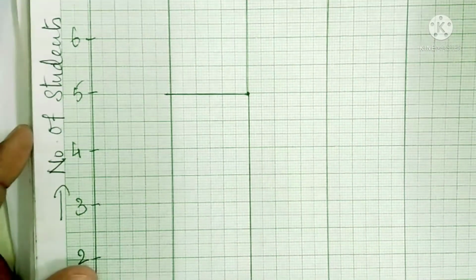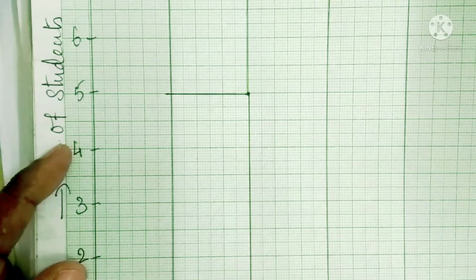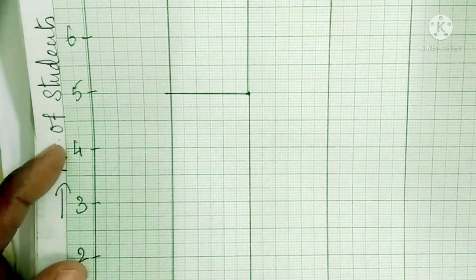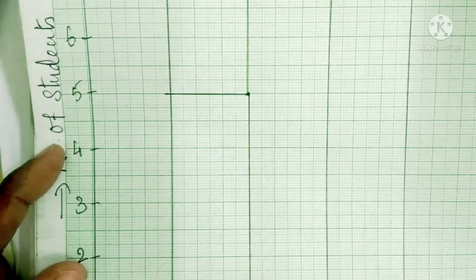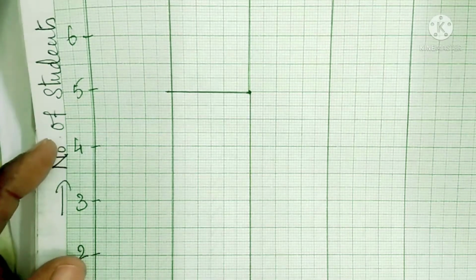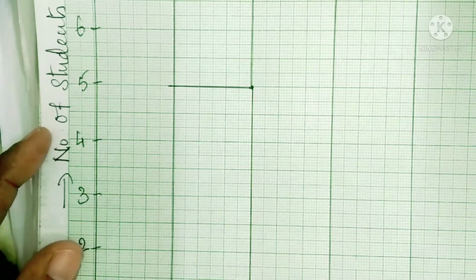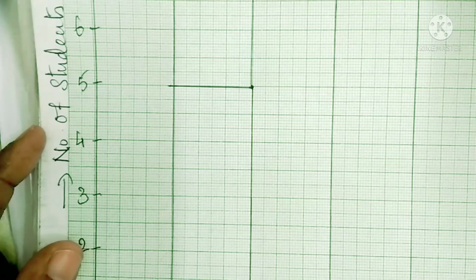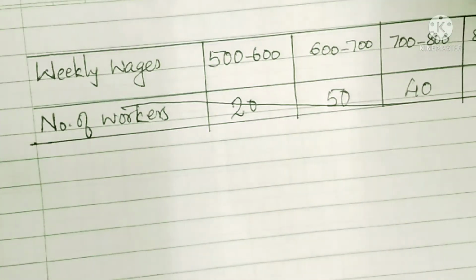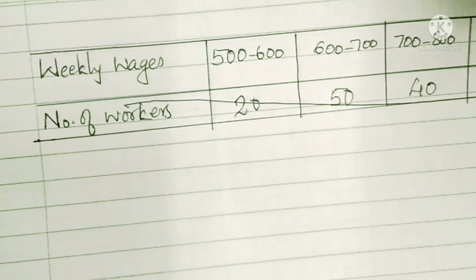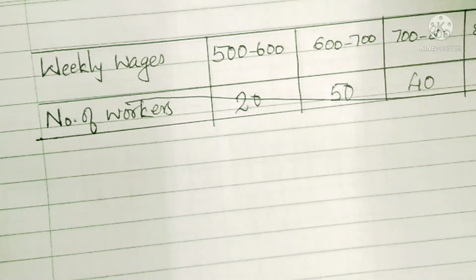What is the main difference? The bars are of equal distance, but there should not be any gap between two consecutive bars. So, this is the main difference. Now, let us see another type of histogram through an example.